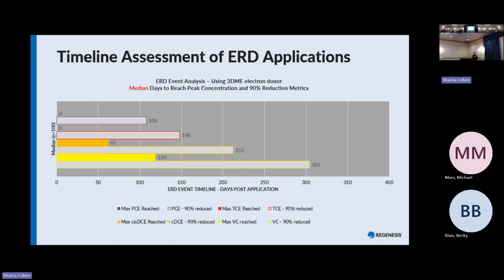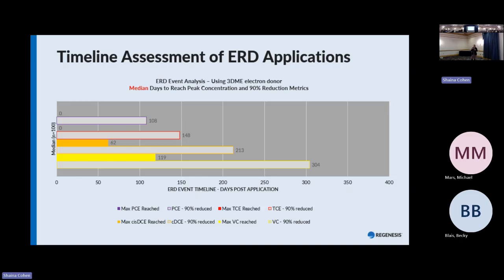Now, the other thing that this graph is showing here is the amount of time it took to reach the peak concentration of these various constituents, right? So for the PCE and TCE, the peak concentration was at baseline, right, before we even did our application here, versus the cis and vinyl. The cis, we saw our peak on average at about 62 days, and then for the vinyl at 119 days.